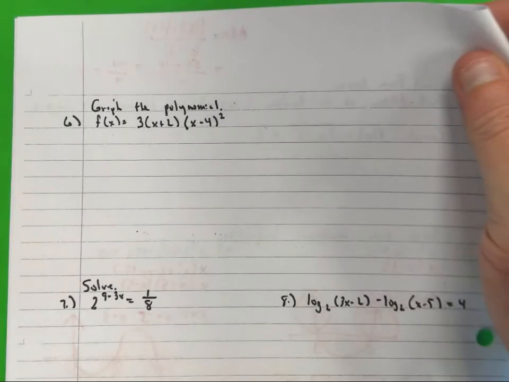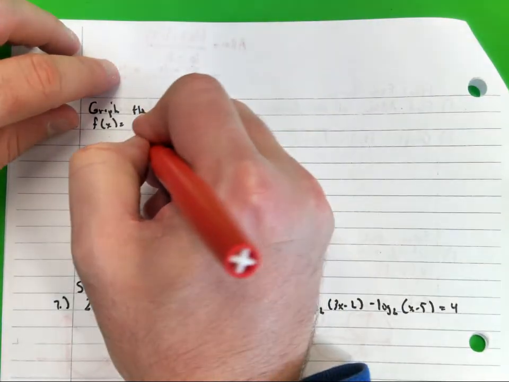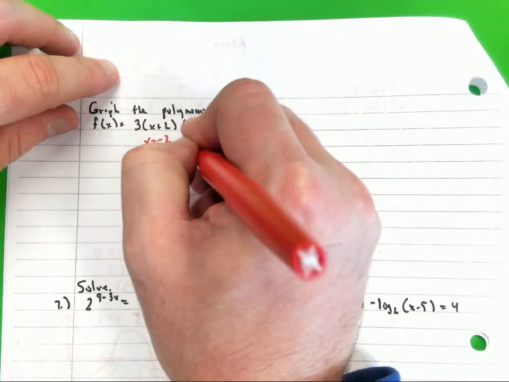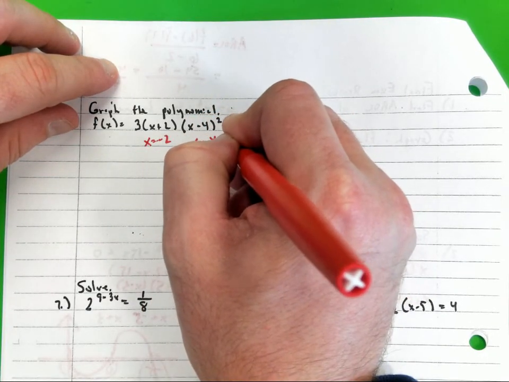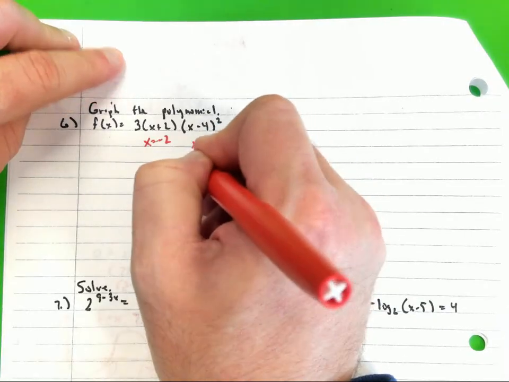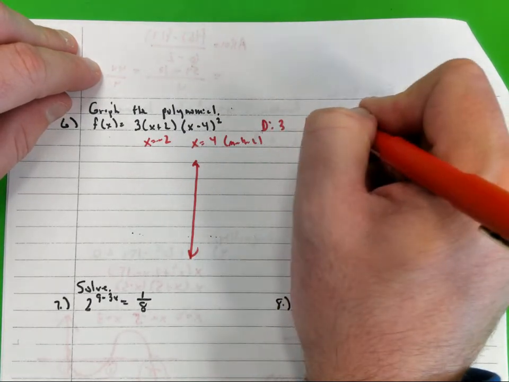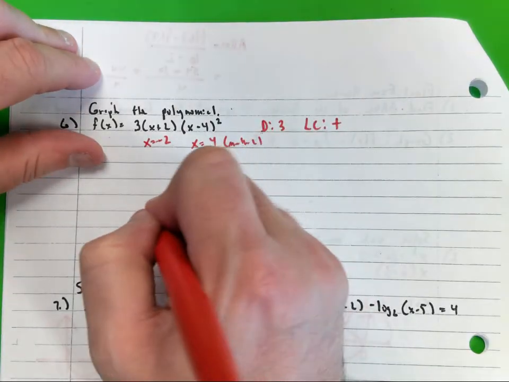Alright, number 6 is graph the polynomial. We're going to sketch the graph. What's my zeros? Negative 2. And at 4 we have a what? Bump. Multiplicity of 2. Very good. So what's my degree in this particular polynomial? 3, and my leading coefficient is positive. Very good.